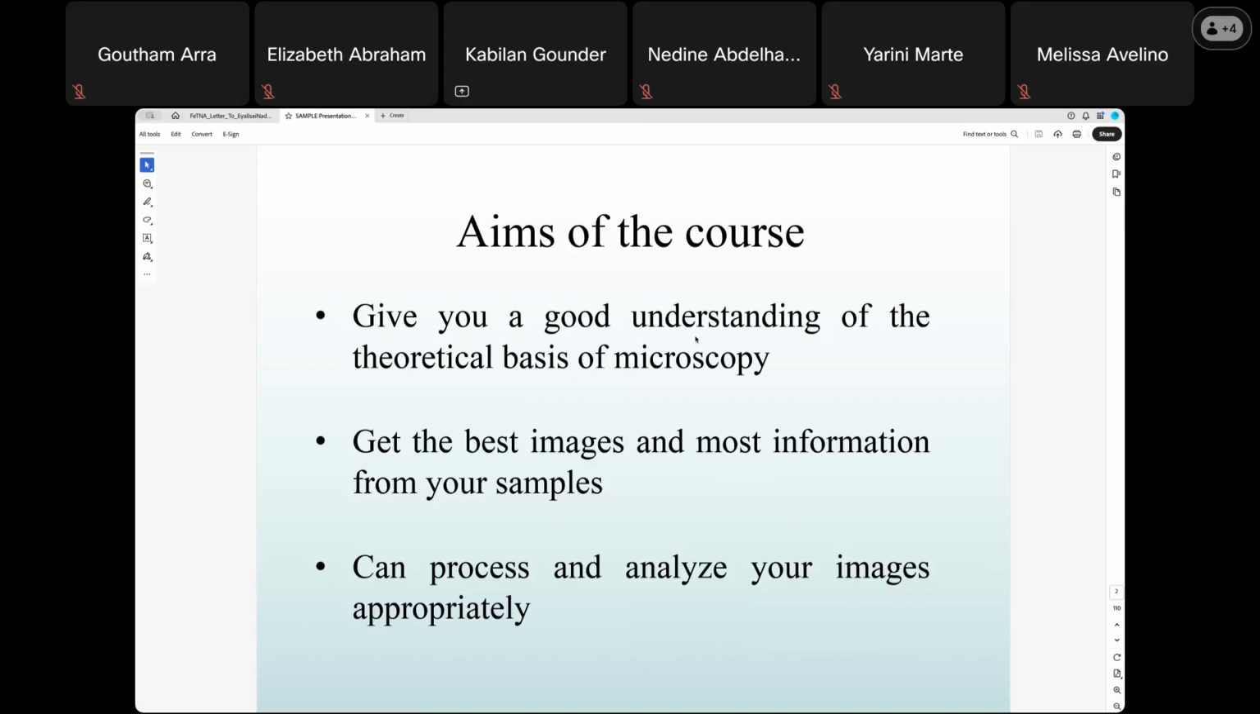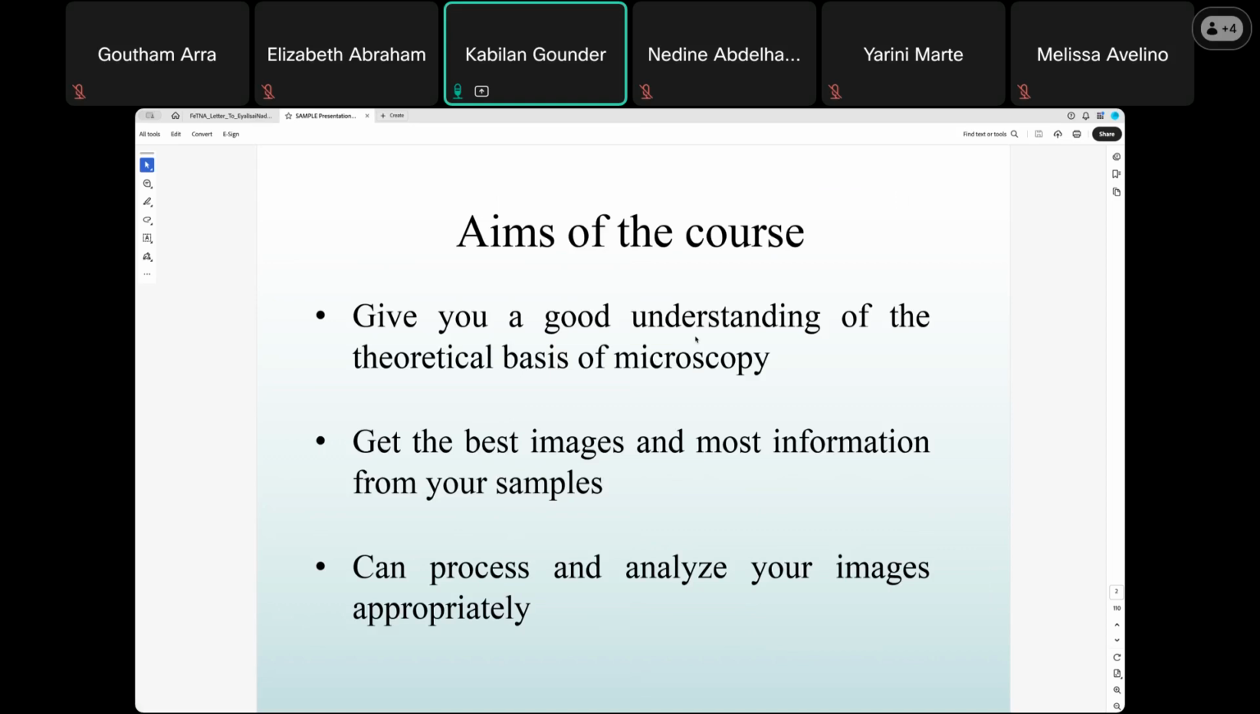So for that, you need a good understanding of the theoretical basis of different types of microscopes, and also to get the images and the most information from your samples. Your goal is not only to process samples or just observe under the microscope, but ultimately to get the best images. Only then will you get the detailed structure of any sample. So that is another important aim of this course.